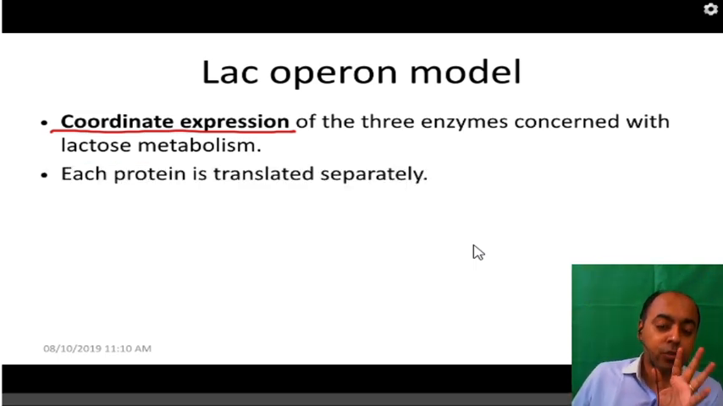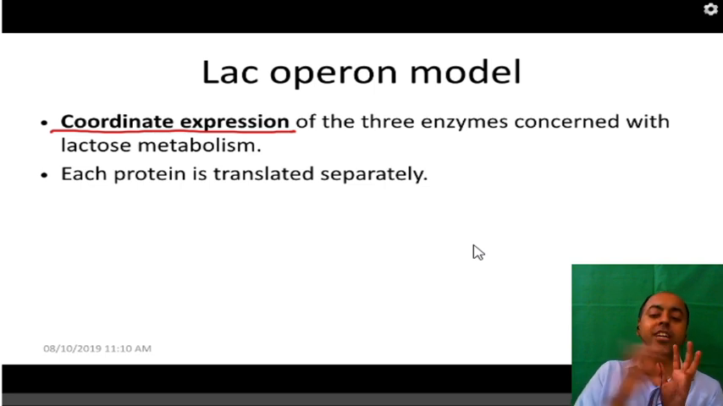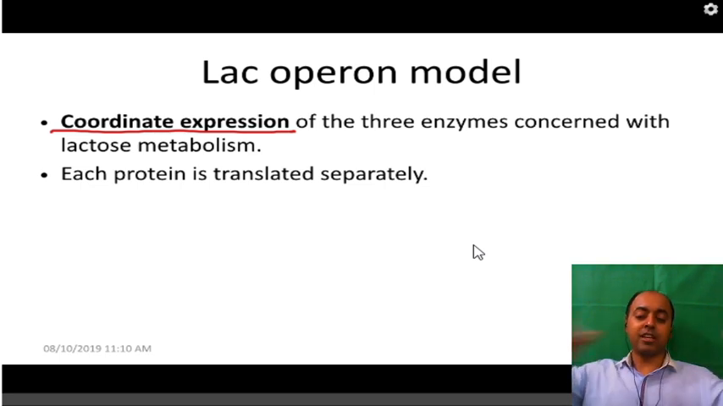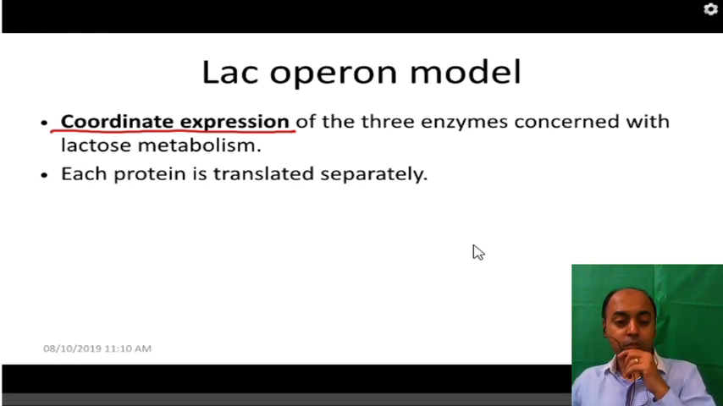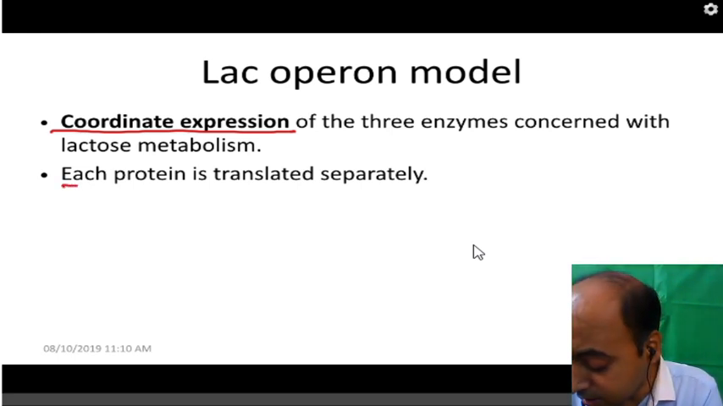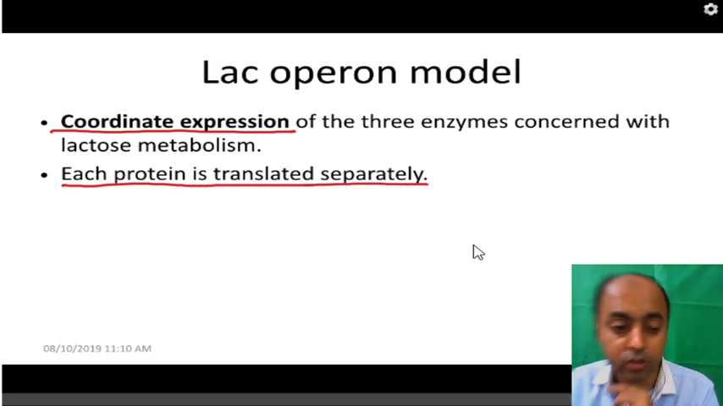However, each of the proteins is translated separately. If you have the coordinate expression, it doesn't mean we are going to get a big protein and then you have to cut it into multiple parts. No, it's not like that. Each protein is translated separately. This is very, very important.